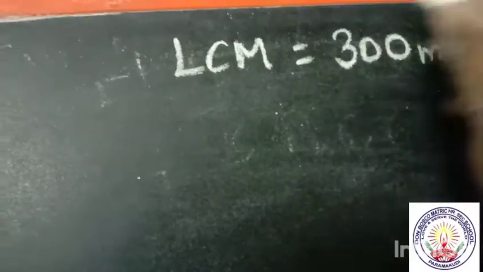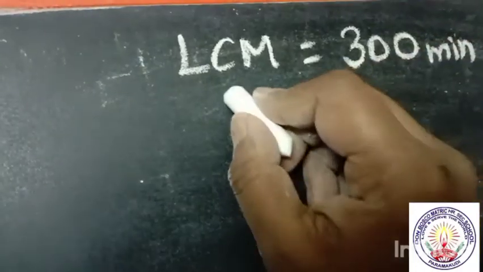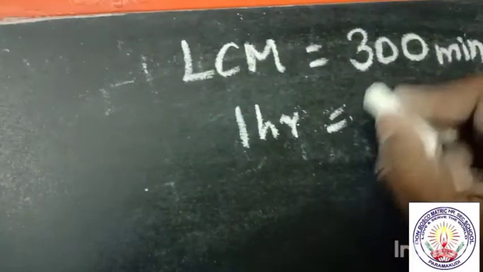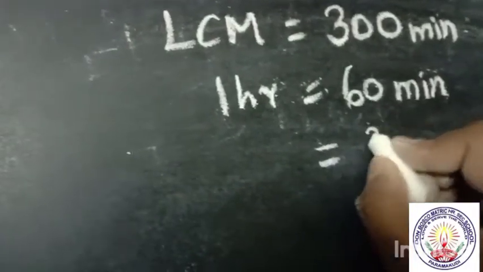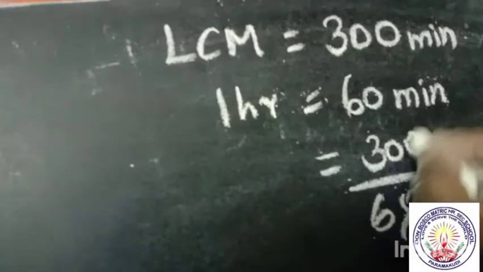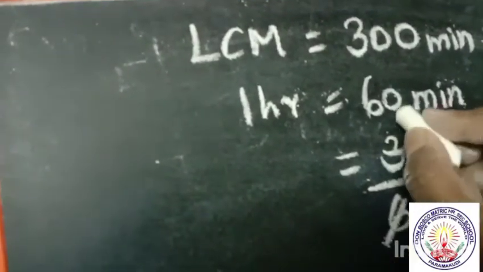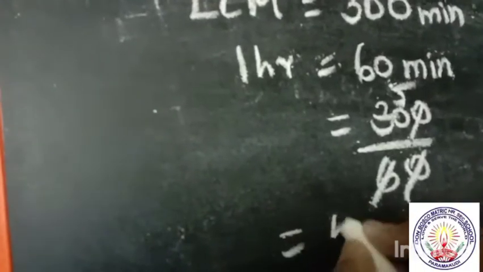Okay, we convert those minutes into hours. So 1 hour is equal to 60 minutes. So we will divide 300 by 60. 5 6s are 30. So totally 5 hours.